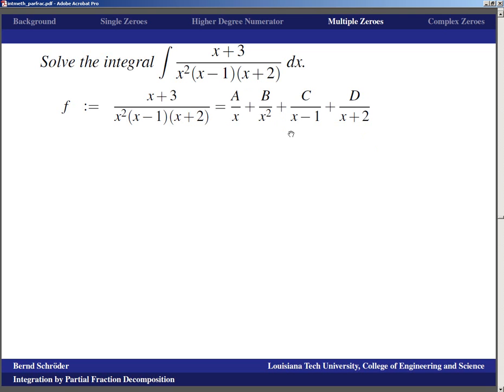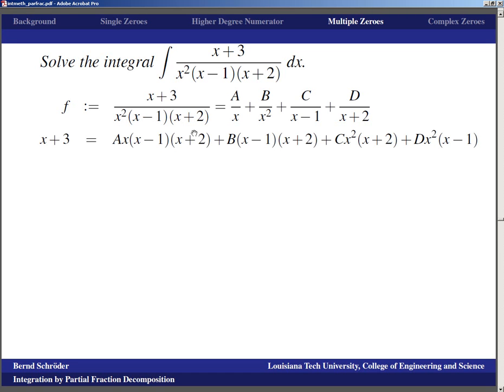Once you've got that, we just go back and do the partial fraction decomposition as before, which means the next thing that happens here is that we multiply by the denominator. And as we multiply by x squared times x minus 1 times x plus 2, on the left side, of course, everything cancels, and we keep the x plus 3. If I multiply a over x with this denominator, one of the x's cancels, but we keep the other one, so we have a times x minus 1 times x plus 2.